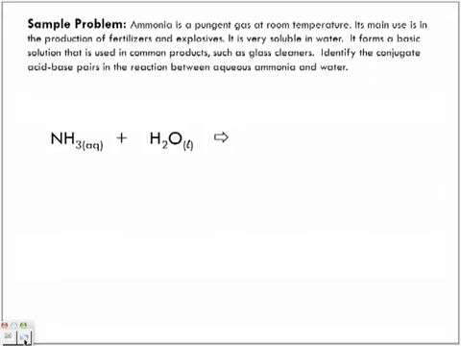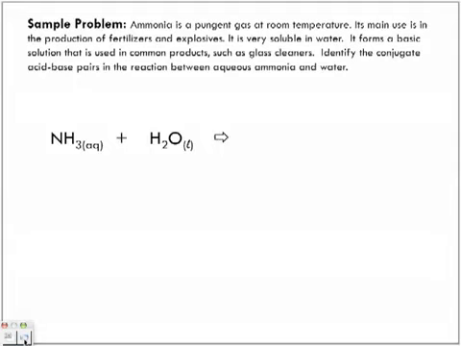Last sample problem. Ammonia is a pungent gas at room temperature. Its main use is in the production of fertilizers and explosives. It is very soluble in water. It forms a basic solution that is used in common products such as glass cleaners. Identify the conjugate acid-base pairs in the reaction between aqueous ammonia and water. So take a moment and actually come up with their conjugate acids and the conjugate bases.